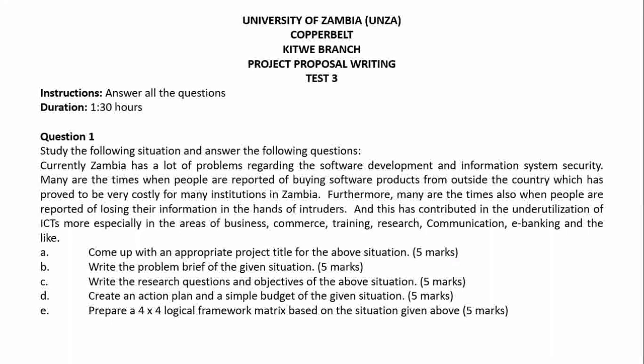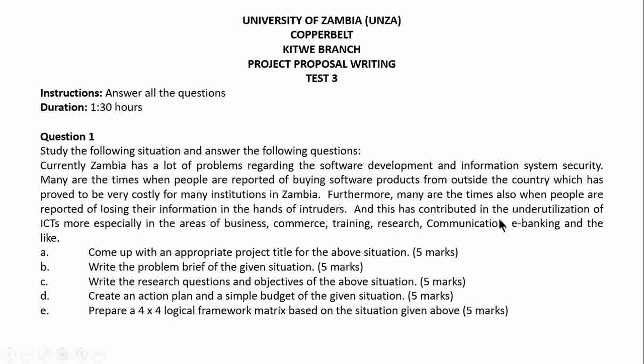So this is question 1, where you need to study this scenario and answer these questions. There are 2 questions. The first question says, study the following situation and answer the following questions. Currently, Zambia has a lot of problems regarding software development and information system security. Many times people are reported buying software products from outside the country, which has proved to be very costly for many institutions in Zambia. Furthermore, many times people are also reported losing information in the hands of intruders.